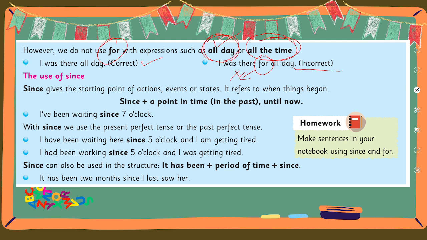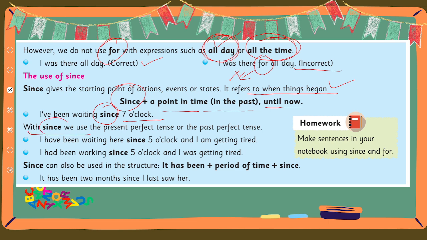Now, "since" gives the starting point of actions, events, or states. It refers to when things begin, when something starts happening. The formula over here is "since" plus a point in time in the past, specifically until now. For example, "I've been waiting." For how long have you been waiting in the past? And you're still waiting. "Since" your time, 7 o'clock or 2 days, etc.